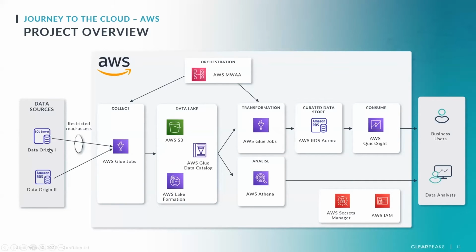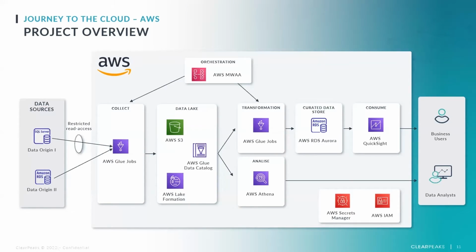You can see two of them, two origins. And you can see that one of them, we have highlighted this restricted read access. Later we'll come back to this restricted read access, but just keep that in mind. Then the ingestion layer, this collect layer, was implemented basically with Glue jobs. These Glue jobs store the raw data without transforming it into the data lake.